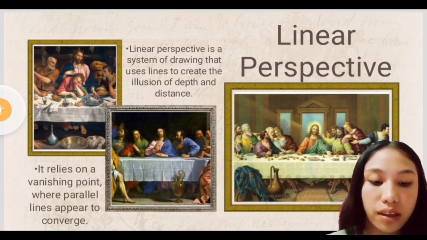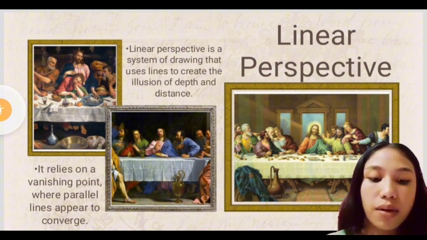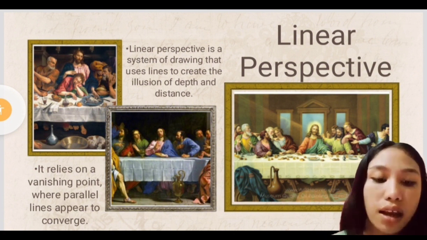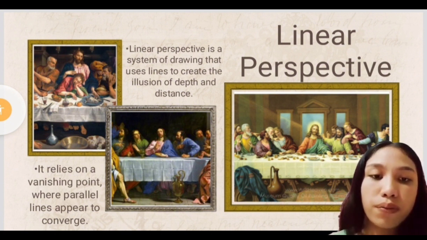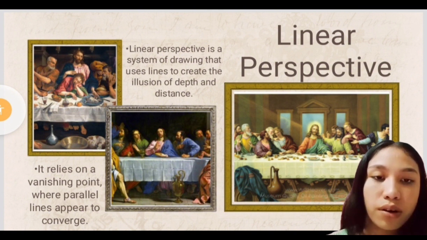Linear perspective. Linear perspective is a system of drawing that uses lines to create the illusion of depth and distance. It relies on a vanishing point where parallel lines appear to converge.